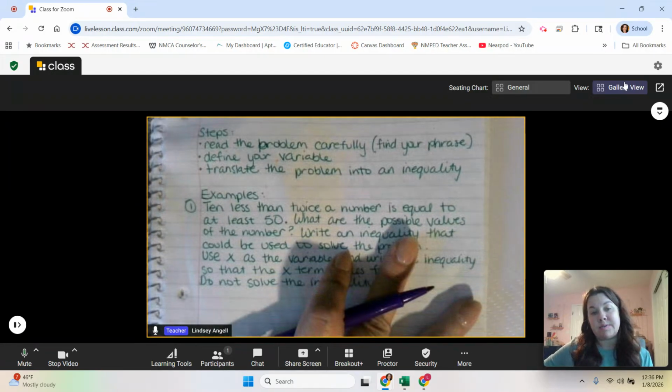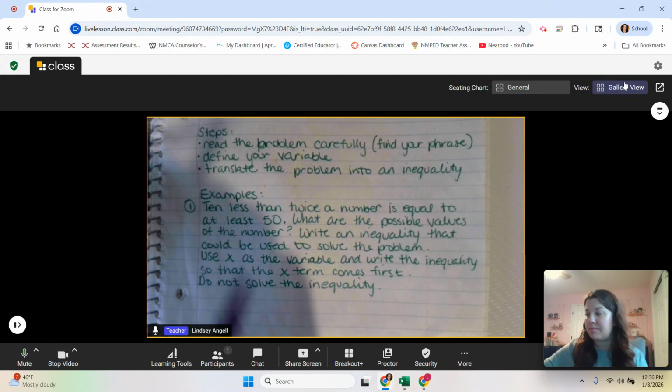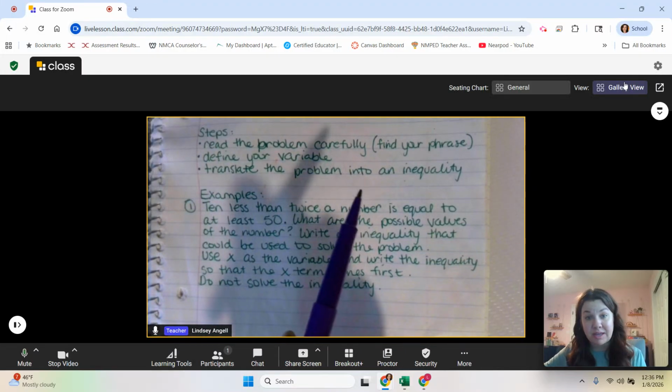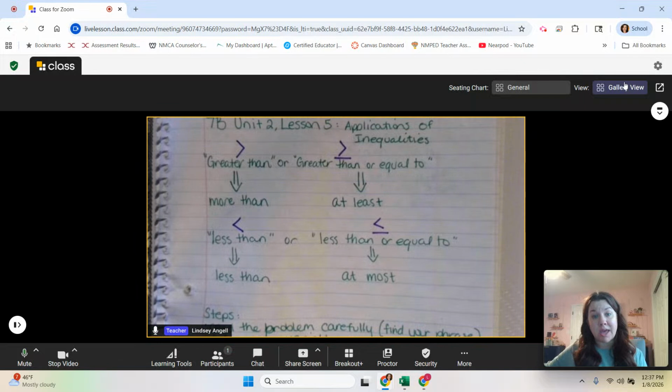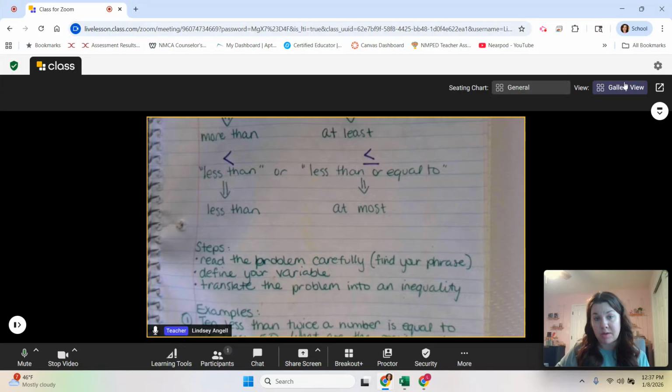Your lesson does give you steps on how to solve the problem. They're not super detailed. They don't tell you exactly how to solve the problem, but you're going to read the problem carefully. So find your phrase. Be on the lookout for one of those phrases. What kind of symbol do I need to find? Define your variable. So in the lesson, they use x a whole bunch. Maybe you're going to use d for dollars, or there's other variables that you can use, but you need to figure out what my variable is representing also. And then translate the problem into an inequality. So basically, take the words and write it as an inequality.